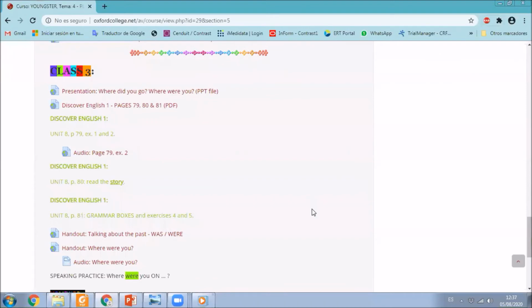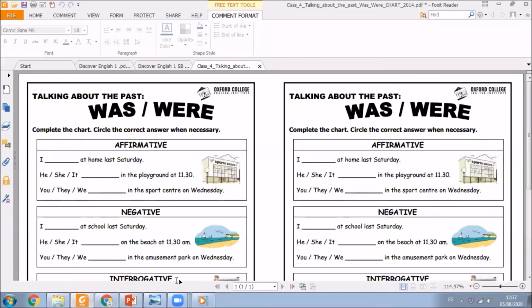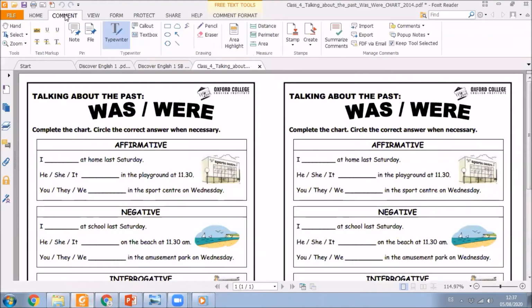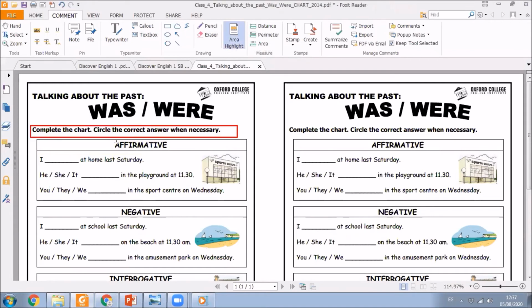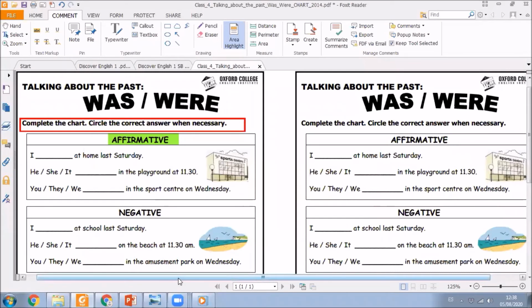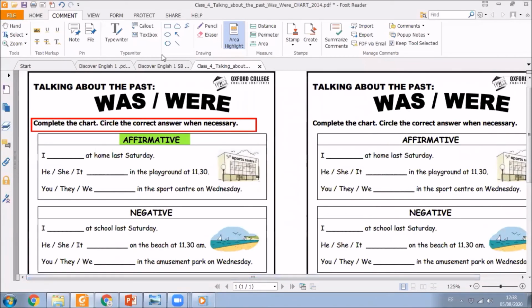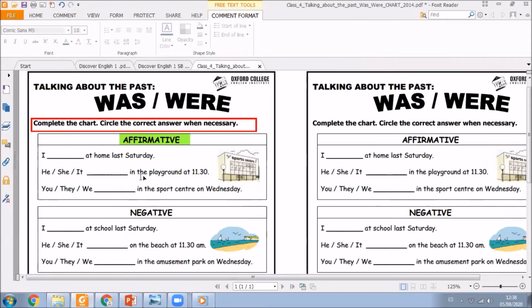Now, if we look at the virtual classroom again, we can see that we have the next handout talking about the past, was, were. So let's complete this handout together. So let's read it. Complete the chart, circle the correct answer when necessary. So here we have the affirmative part, okay? So let's complete it. Look at the first one. At home last Saturday. The verb we have to use here is, very good, I was at home last Saturday.